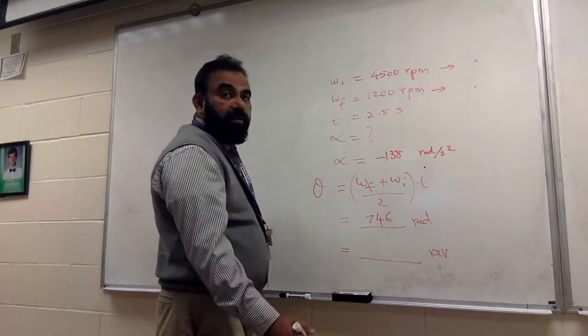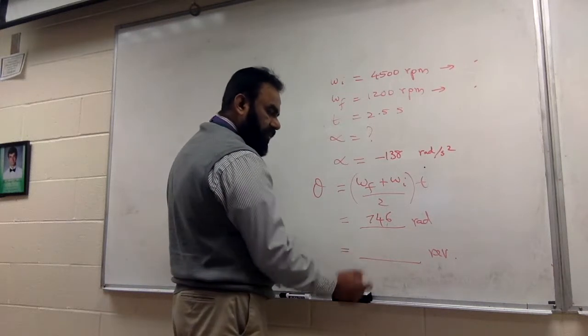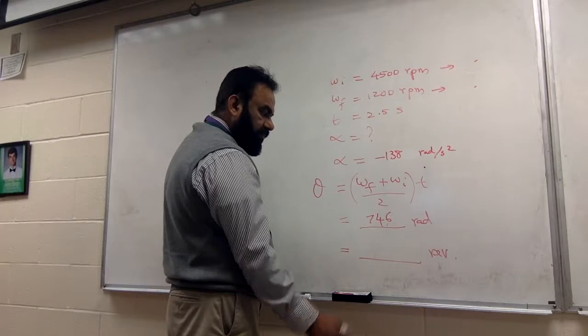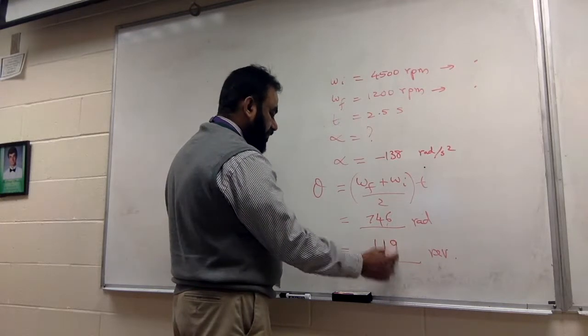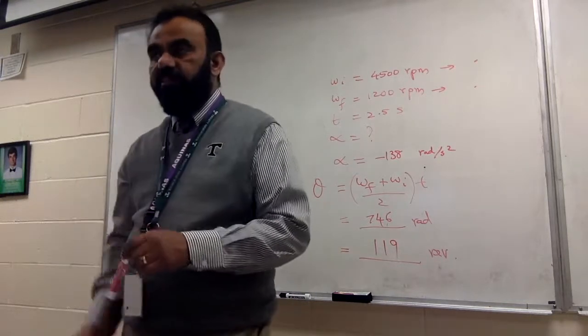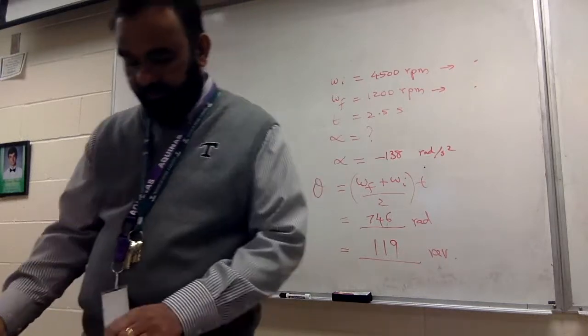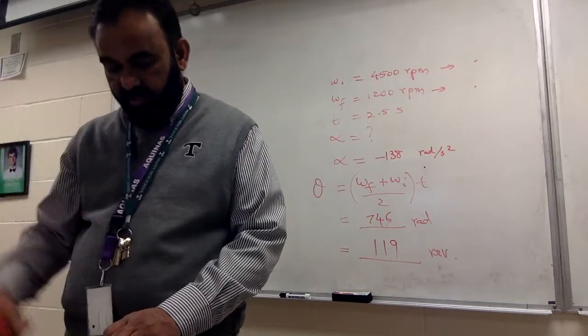So that divided, how much? So 119 revolutions it makes before it changes the speed.